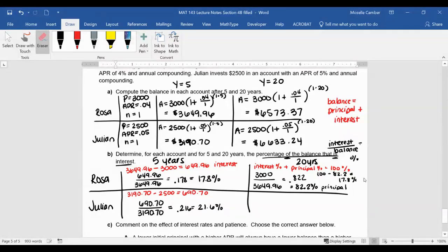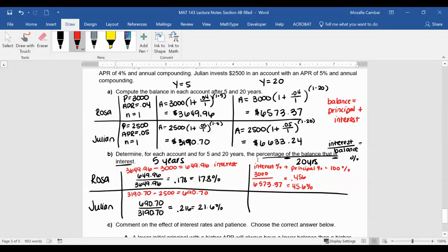Well, you can see that the calculation would be the same. You both get the 17.8 if you were talking about the 5 years. But we're talking about 20 years. So in 20 years, Rosa still only puts in 3,000. But her balance after 20 years is $6,573.37. So we're going to take 3,000 divided by 6,573.37, and we get 0.456 or 45.6%.